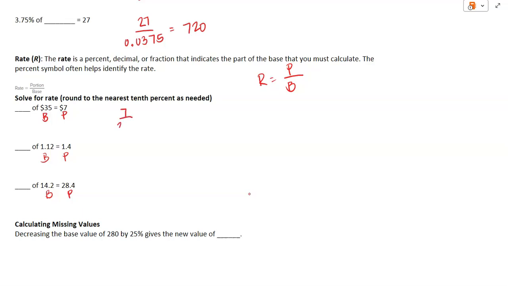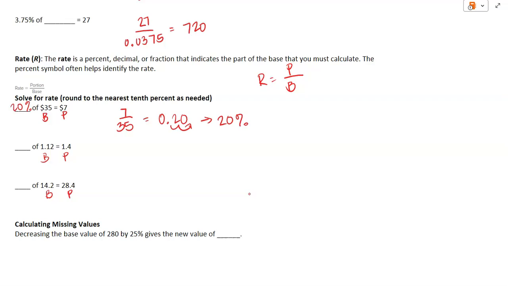So my portion over my base, and this is going to give me 0.20. Right now this is a decimal, but remember your rate is the number with a percent sign. So that means that I need to convert this into a percentage. So 0.20 is equivalent to 20%.